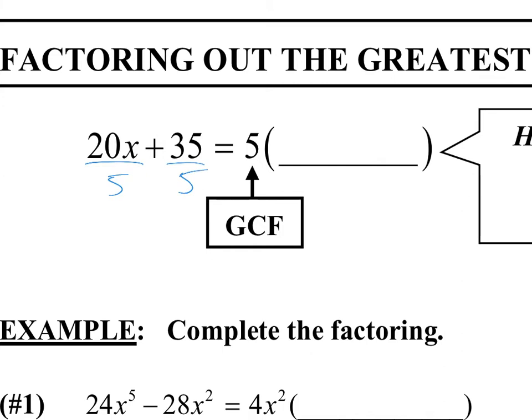So 20x divided by 5 is going to be 4x. And what's 35 divided by 5? That's going to be 7, okay? So basically what we're doing with factoring, I should have mentioned this, is that we're trying to undo distribution. So if you were to redistribute this now, you'd get back to this over here, okay? So we are going the opposite direction. Distribution is multiplication, and factoring is division. So we're going the opposite direction this time, okay?